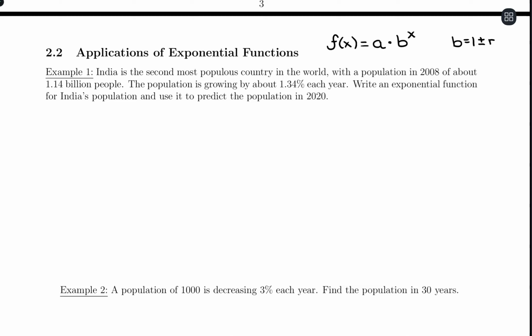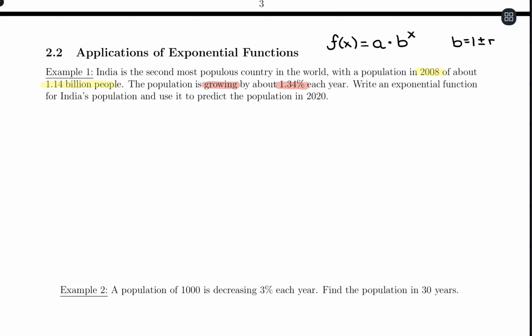This first example: India is the second most populous country in the world, with a population in 2008 of about 1.14 billion people. The population is growing by about 1.34% each year. Write an exponential function for India's population and use it to predict the population in 2020. Okay, and this is population growth.